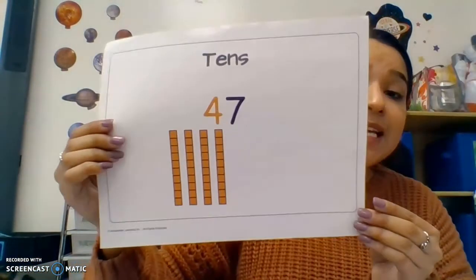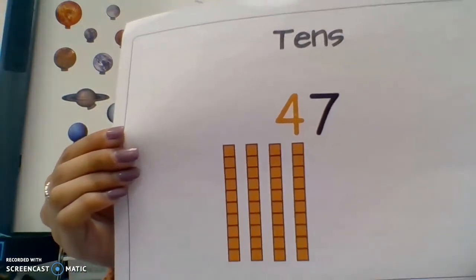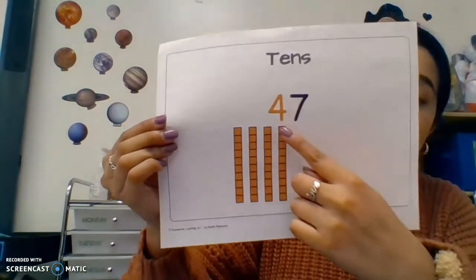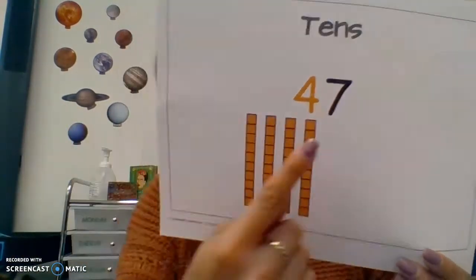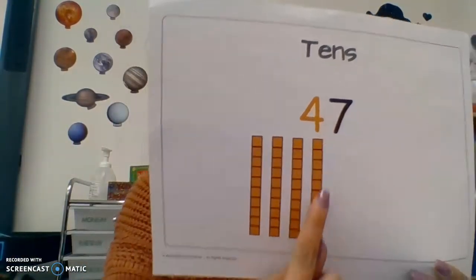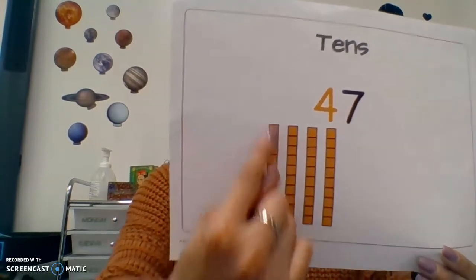Next we have tens. Tens is these 10 long blocks. And in the number 47, we can see that the first number is a 4. So that means we have 4 tens.